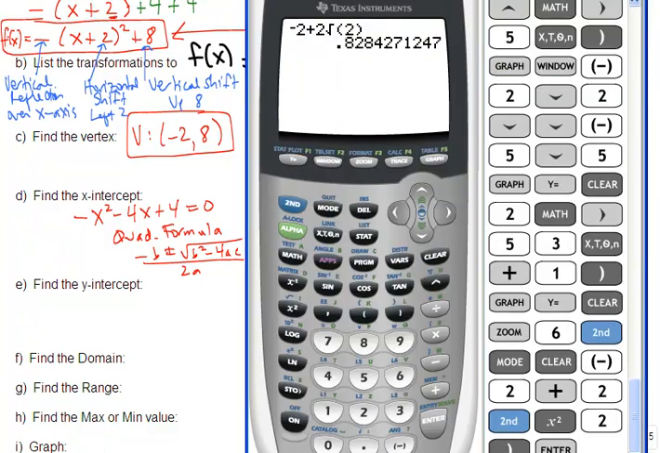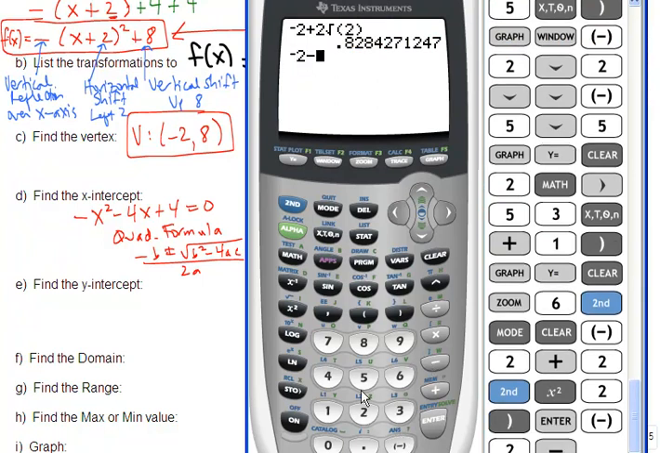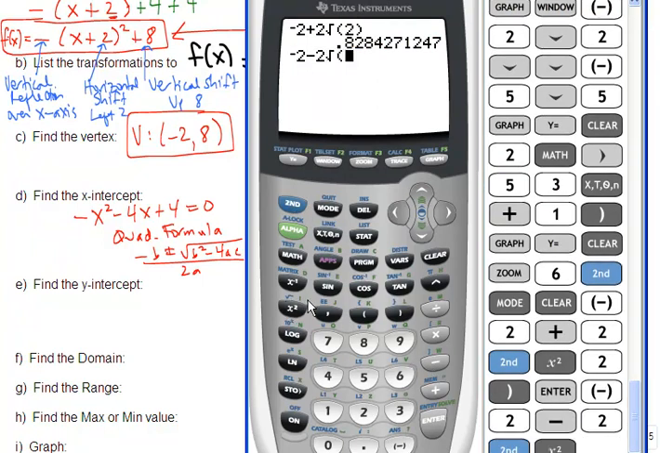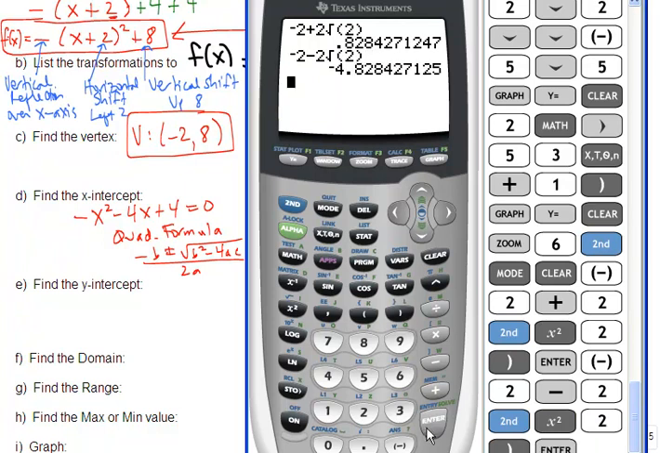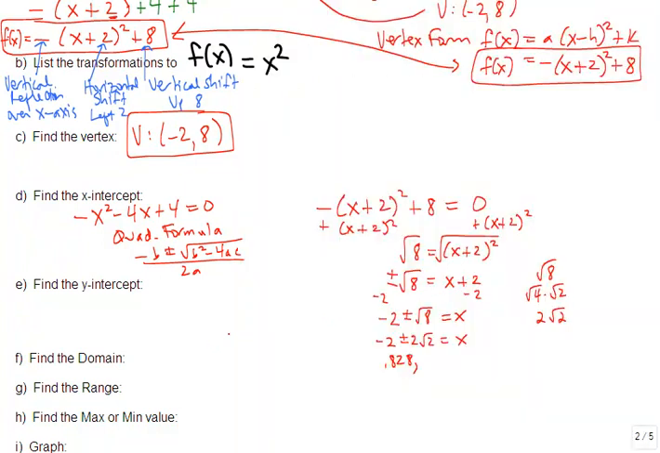And then I would go and do negative 2 minus 2 square root of 2 for the minus case. So that would be negative 4.828. So those are my two x-intercepts. So it will require some solving to find those x-intercepts. On the other hand, to find your y-intercept, that should be very easy to do.